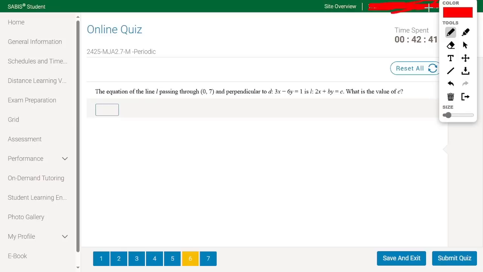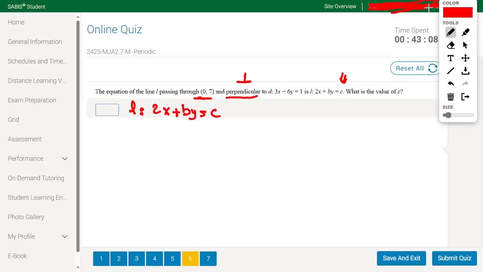The equation of the line L passing through the point (0, 7) and perpendicular to line D is 2x plus by equal to c. What is the value of c? So now I have line L, 2x plus by equal to c.